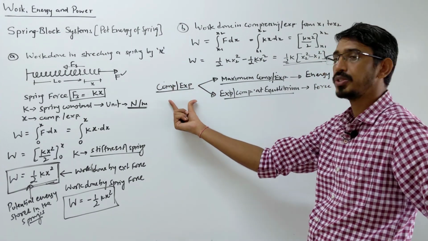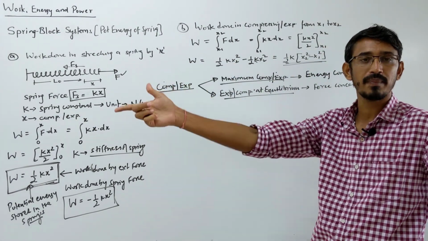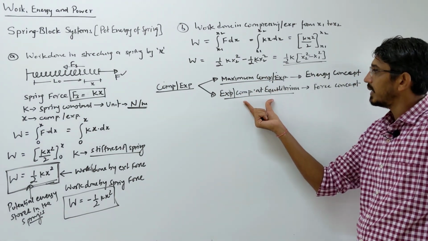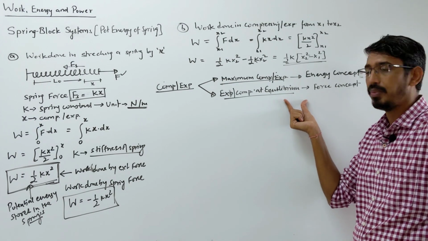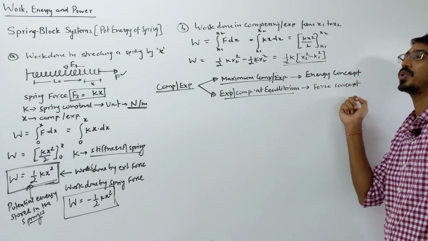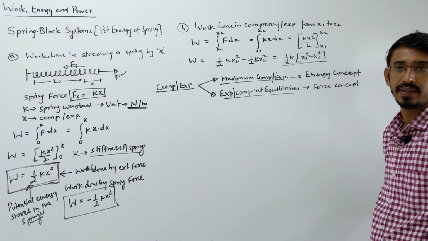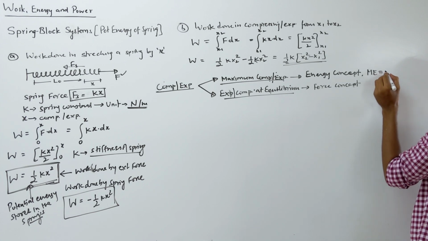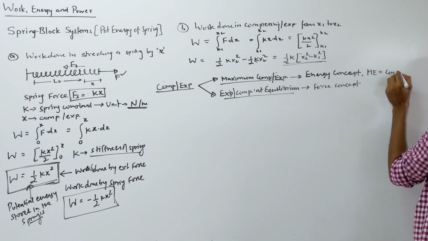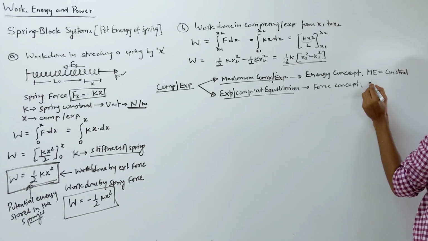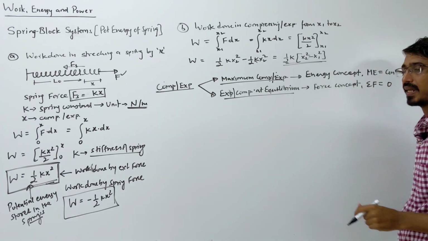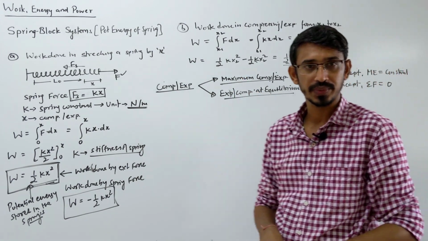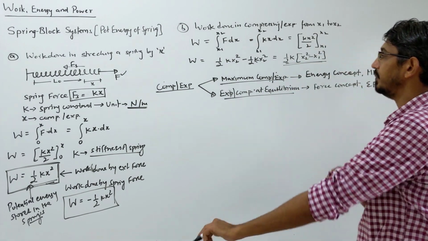So we have two possibilities in a question. Either they say calculate the maximum compression or maximum expansion, and then you write energy conservation, that is, mechanical energy is constant. Or they ask for compression or expansion under equilibrium, and then you write the force concept: net force is equal to 0. So give attention: maximum means energy, equilibrium means force concept. I will give a lot of examples of how they can ask this.